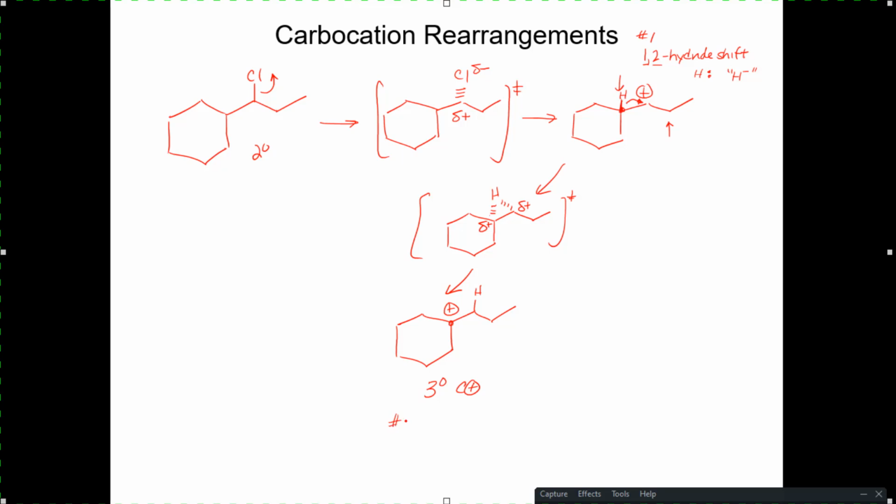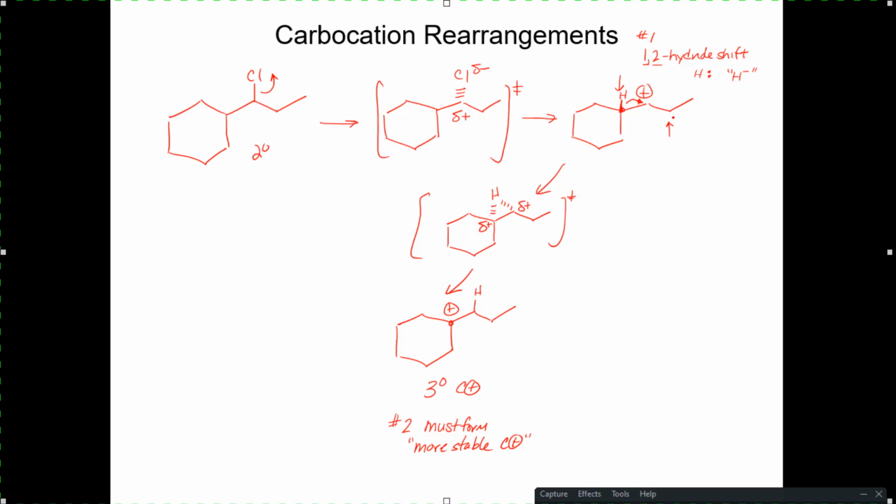Rule number 2 about carbocation rearrangements is that you must form a more stable carbocation. You have to form a more stable carbocation as a result of the shift. An equally stable carbocation or a less stable carbocation is not going to happen, simply because this takes energy. This is a transition state. You need to get that energy back by forming a more stable carbocation.